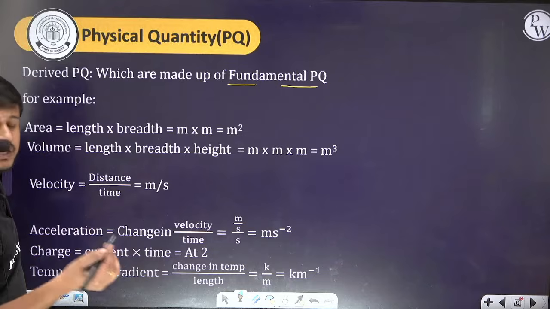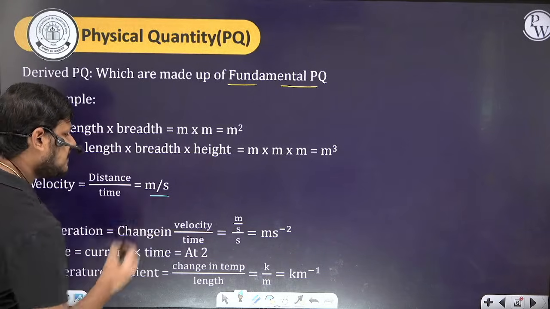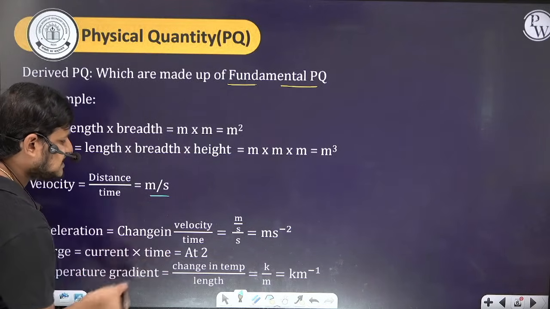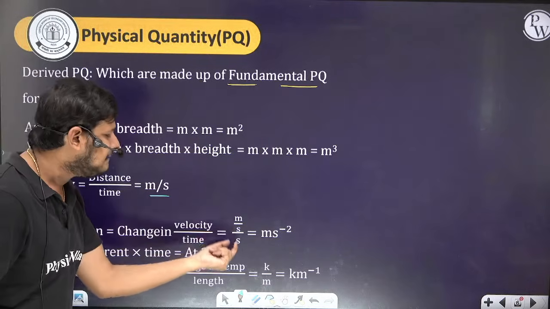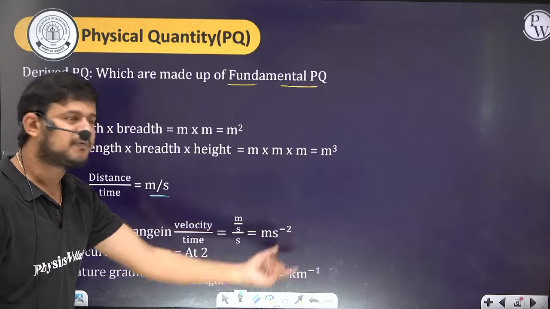Velocity you already know. It is distance by time or displacement by time, which is meter per second. Then acceleration, the change in velocity by time. Change in velocity is meter per second, divided by second, which is meter per second square, or meter second to the power minus 2.